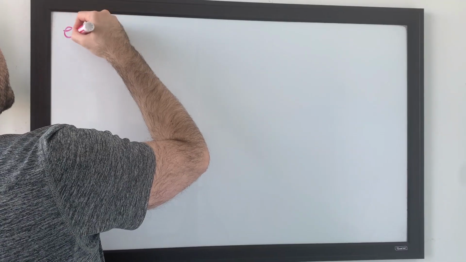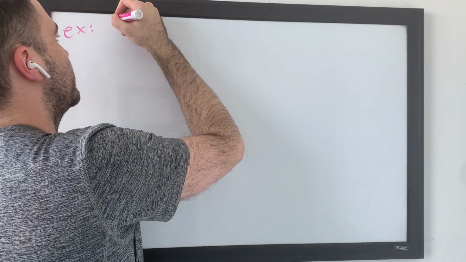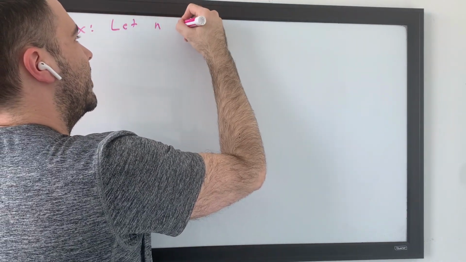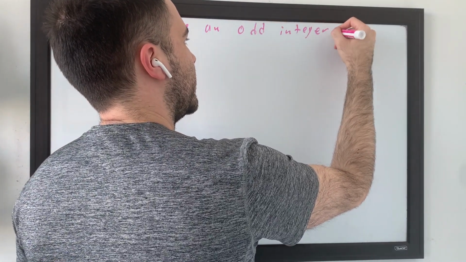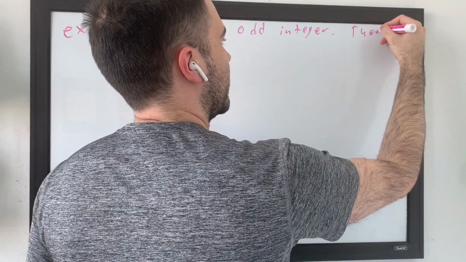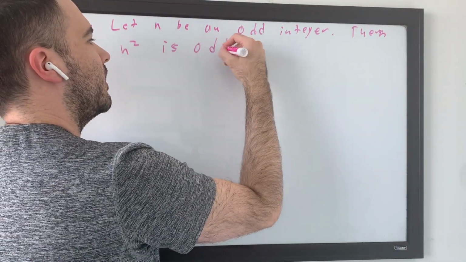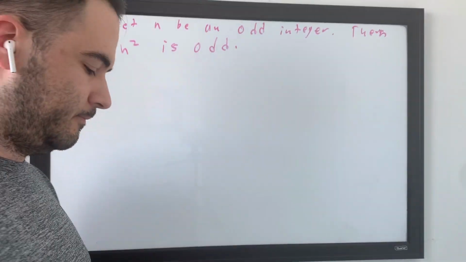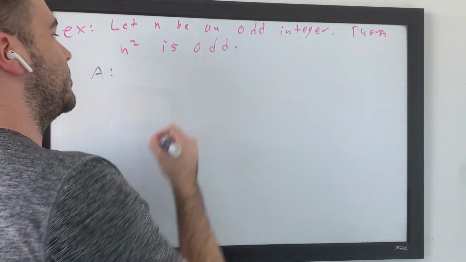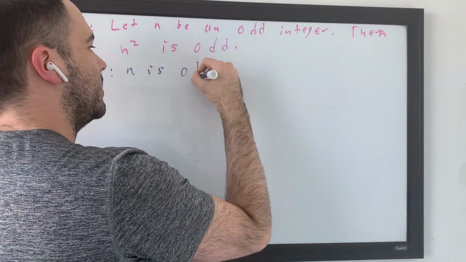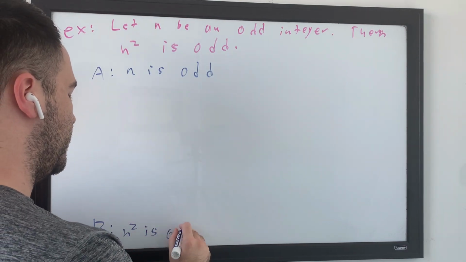So let's do another example, where now instead we are going to work with odd numbers. So let n be an odd integer. Then n squared is odd. Let's work through our steps again. Our assumption is n is odd, and our final statement B is that n squared is odd.